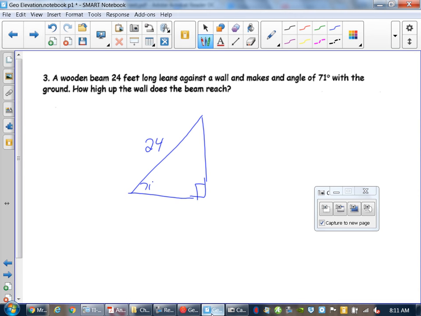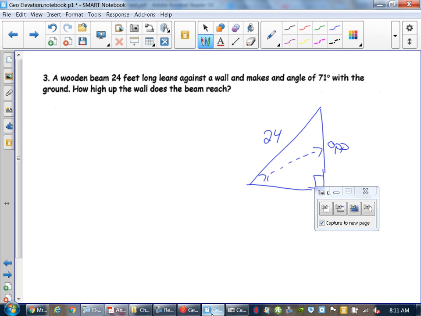So what are you trying to solve for then? The height of the wall. Now, is the height of the wall the opposite of the angle, or is it next to it? It's opposite. So, if I need to find the opposite, what am I going to use? Sine. Again, it boils down to being able to draw pictures for so many of these things.